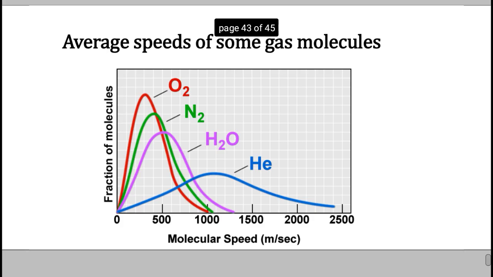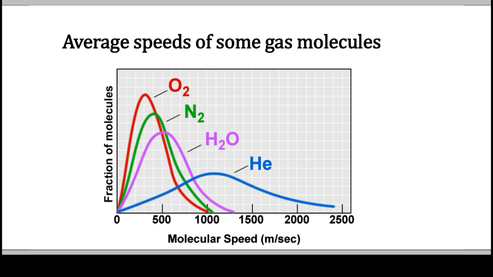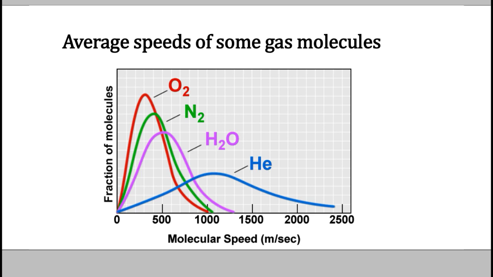Let's check out a graph really quick of some average speeds of the gas molecules. Notice that they all more or less have a normal distribution here. As we're looking at the different gas molecules, why does helium have such a higher average molecular speed than water, nitrogen, and oxygen?